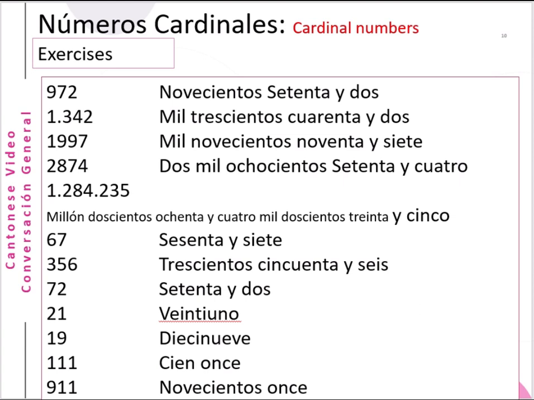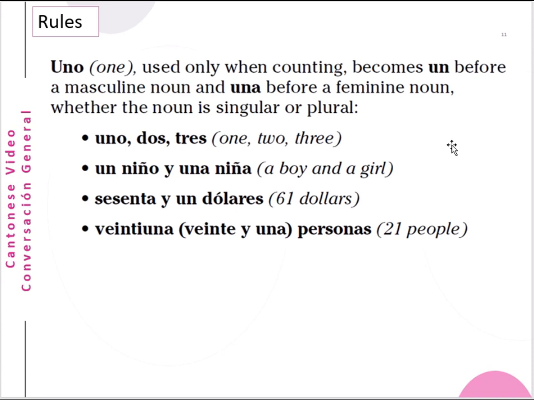Well, before we go on to study the ordinal numbers, let me show you the rules in using cardinal numbers. Rule number one, uno, one. Used only when counting. It becomes un before a masculine noun and una before a feminine noun. When you learn Spanish, you have to know that nouns in Spanish have two forms, a masculine form and a feminine form. When you talk about a book, it is libro, and libro is a masculine noun.